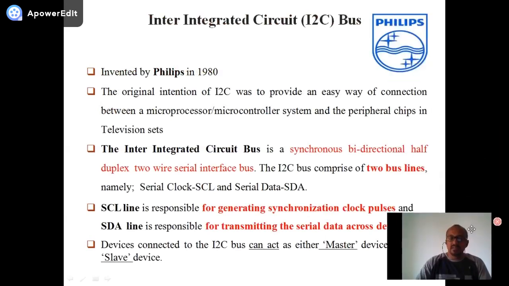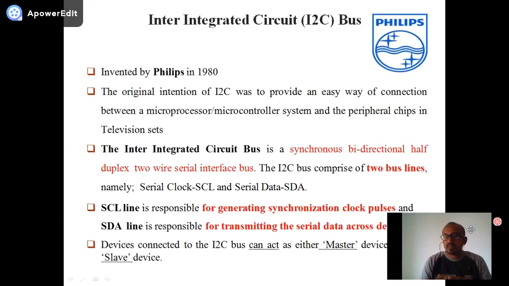So, I2C was invented by Philips in the 1980s, and it is specially designed to interface the microcontroller system and the peripheral chips in a television set. I2C provides an easy way for communication, and it is a bidirectional, half duplex and synchronous two wire serial interface bus.